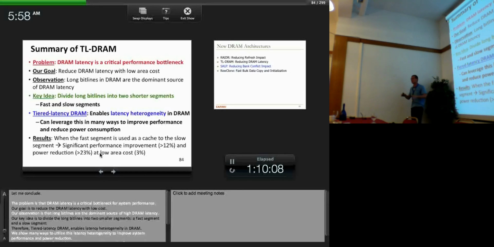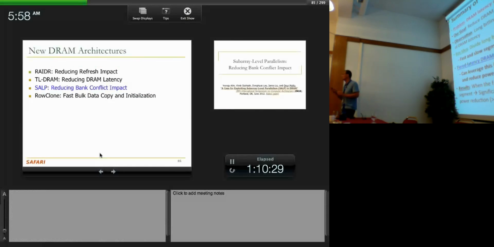And I think going forward, looking at these low area cost, and one could argue that 3% is not low, but if you want to get that latency reduction, I believe it's relatively low. And if you come up with a better technique, that's also great. But going forward, techniques like this that reduce the area, improve latency, as well as reduce power at the same time with low area cost is very interesting in DRAM.